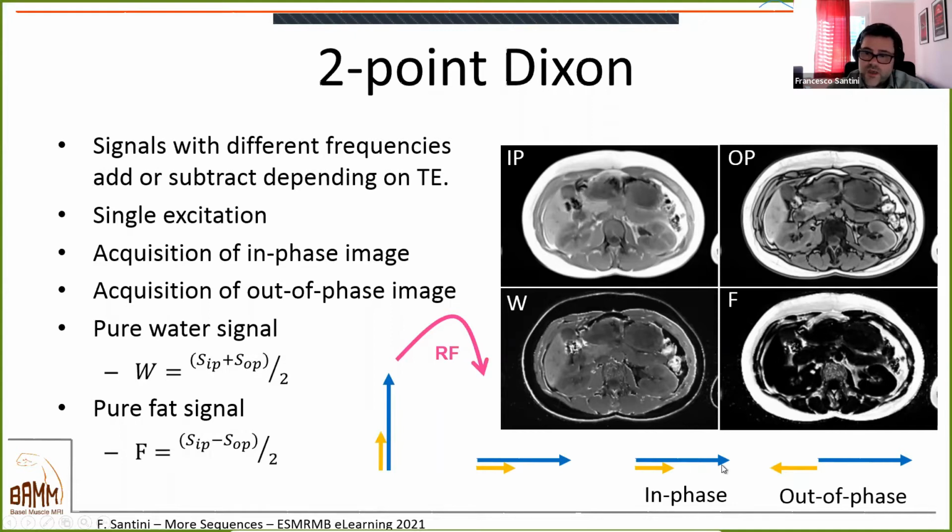So once you have these two images, you just do a very simple algebra and you obtain a very nice water-only signal and a fat-only signal. This is a very robust technique, very important because you get two images for the price of one. But of course, you need to acquire two echoes, and it's only available when you have gradient echo sequences, because you see this out-of-phase effect.